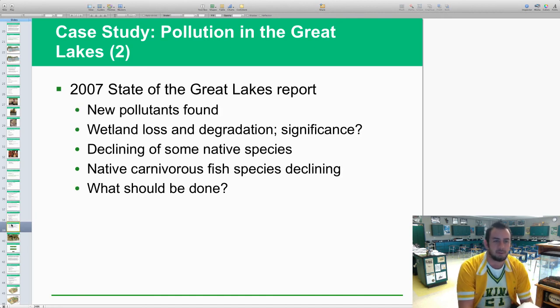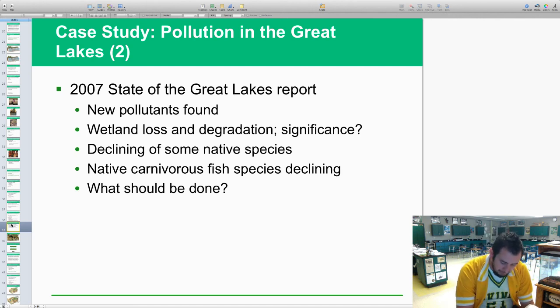In 2007, a State of the Great Lakes report showed that there are still new pollutants found, in the form of toxic polybrominated diphenyl ethers used as flame retardants in various pharmaceutical and personal care products. We found more of those. We saw wetland loss and degradation, which limits habitat and also doesn't help with erosion. There's a decline of some native species like amphibians and some birds, also some trout. Native carnivorous fish species such as lake trout are declining, mostly in the Great Lakes.